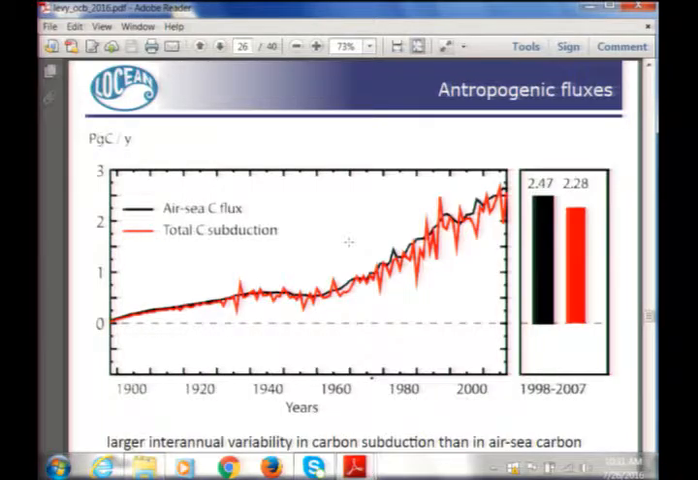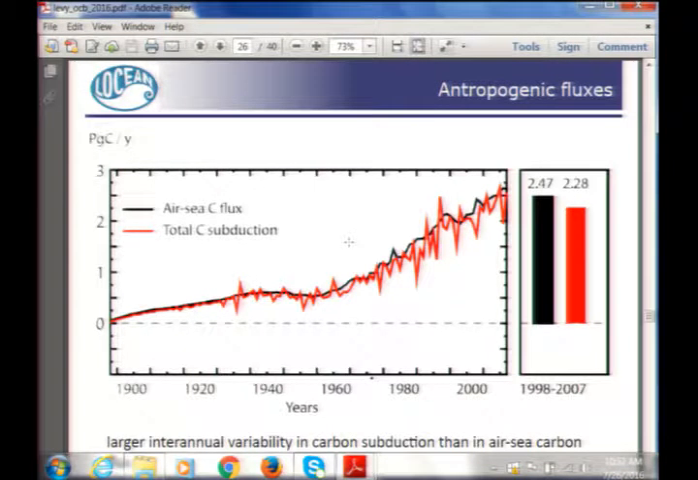Another thing that you see is that there is much more variability in the subduction than there is in the air-sea carbon flux. We will see what is the process which drives this higher variability in the subduction. And this is the net air-sea flux and the net subducted flux integrated over this period.